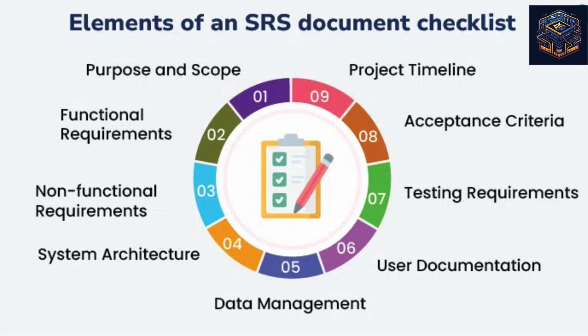Testing requirements. The testing section highlights how the software will be tested, including test cases, environments, and test data needed to ensure quality. Acceptance criteria. Acceptance criteria define how stakeholders will validate and approve the software. It includes acceptance tests, validation benchmarks, and sign-off procedures.